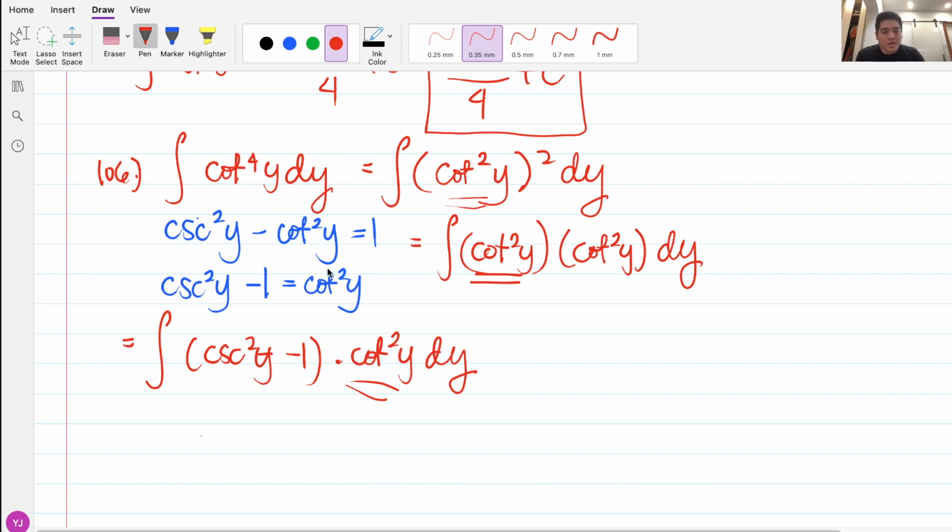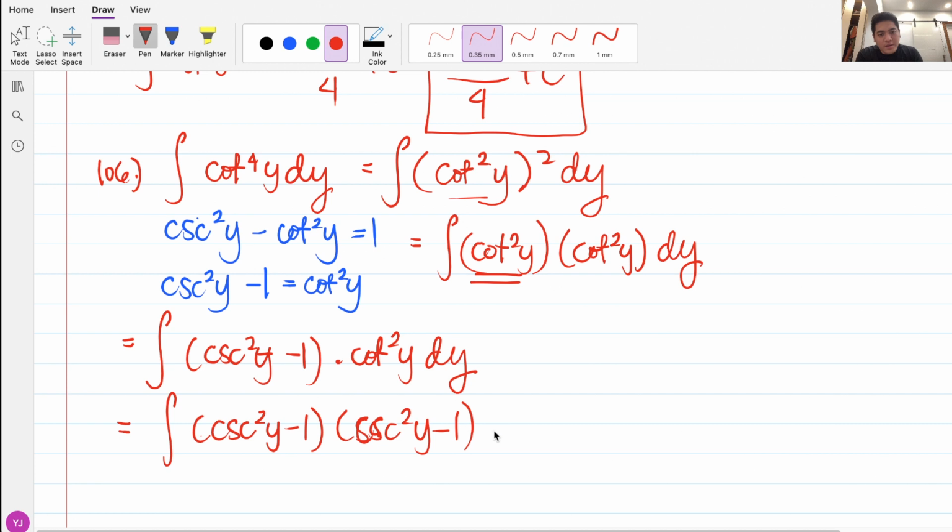So, might as well, I'm also going to change this. Okay? So we are just looking at the different patterns here, right? So that we can understand it better. So, I have the integral of cosecant squared y minus 1 and then cosecant squared y minus 1 dy.